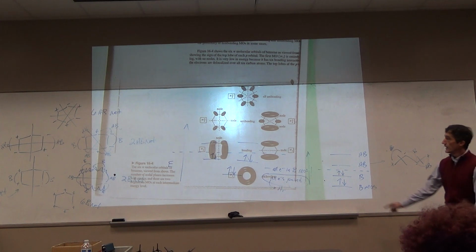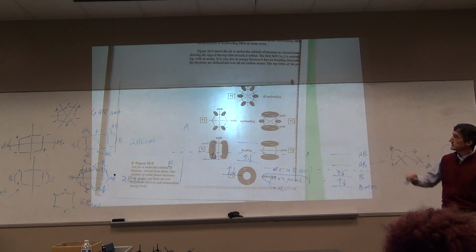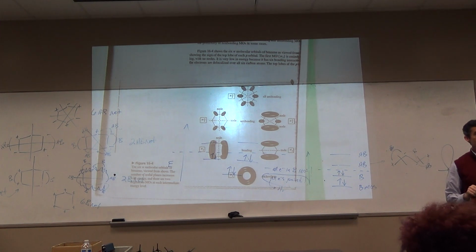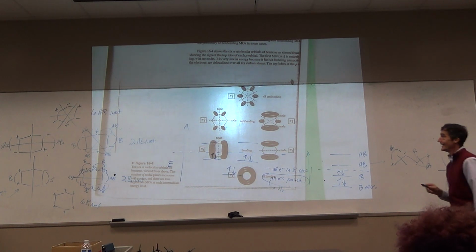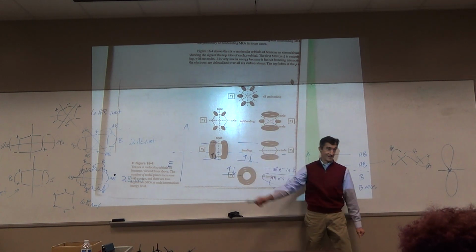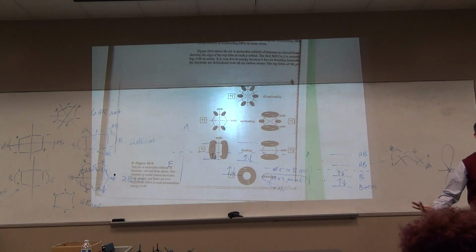All right, and then you see the nodes? Look at the top one, that's one orbital. You can't think too hard on that. It's a lot of theory, a lot of math.